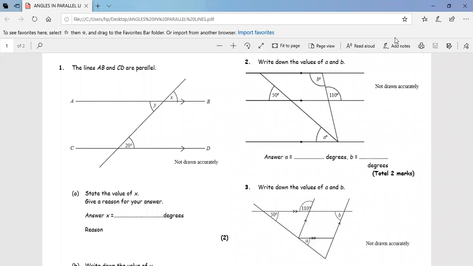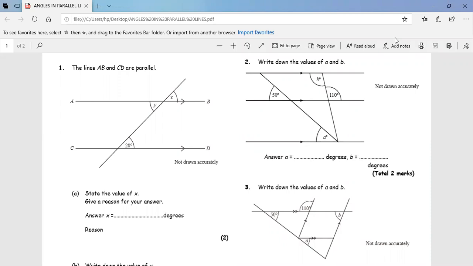Today we are going to be looking at angles inside parallel lines. And in front of us, we have got a few exam questions that we are going to pass through. Now to start with, we look at number one.